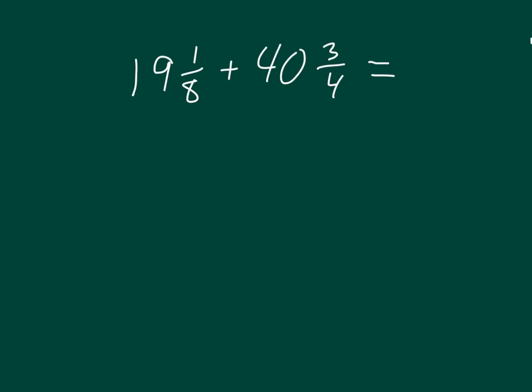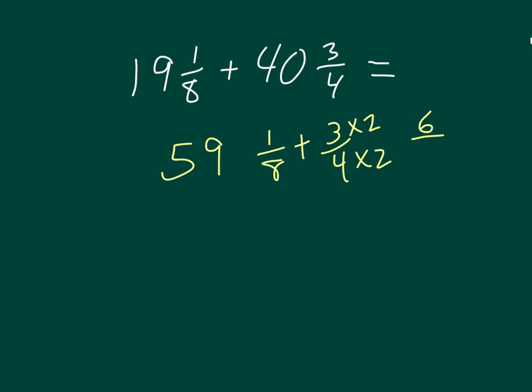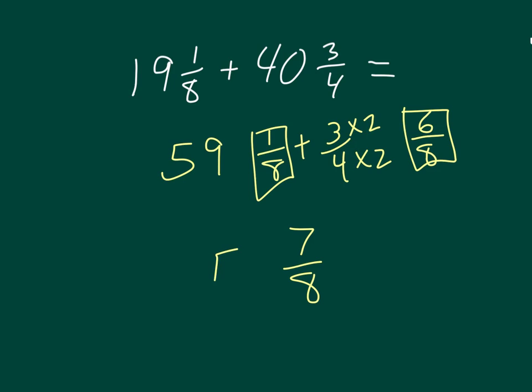So in this problem here where I have two mixed numbers, okay, the first thing I can do is I'm just going to add my whole numbers. So I've got 40 plus 19 gives me 59. And now I'm looking at 1/8 plus 3/4, right? And we know how to do that. We're going to get this to the common denominator. So if I change this fraction to 6/8, okay, it's an equivalent fraction. It's the same as 3/4. And now I just add my 1/8 plus 6/8, which gives me 7/8, and I had 59 wholes.